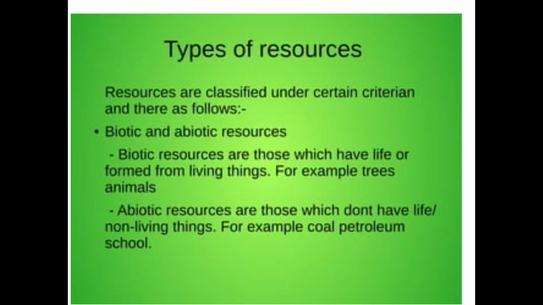So first, what are the different types of resources? Resources are mainly classified into two types based on their origin. One is biotic resource, another one is abiotic resource. Biotic resources are the resources which are originated or formed from living things, for example, trees and animals. Now, we'll see what abiotic resources are. Abiotic resources are those which do not have life and they are non-living. For example, coal, petroleum, or else we can say fossil fuels.